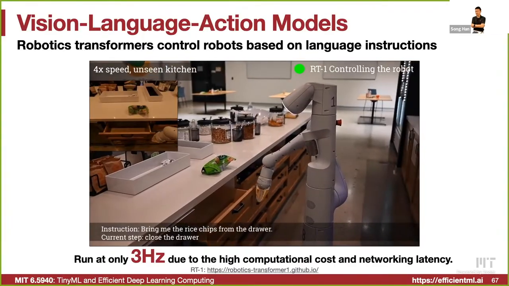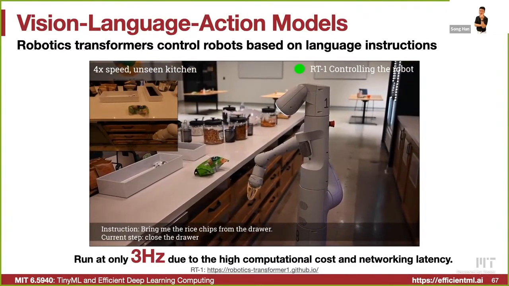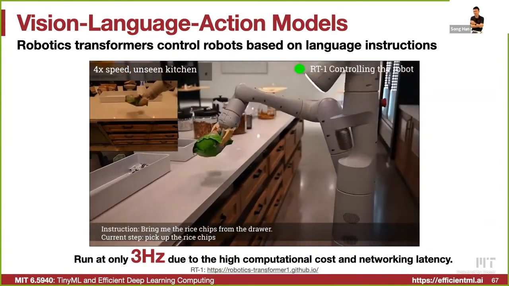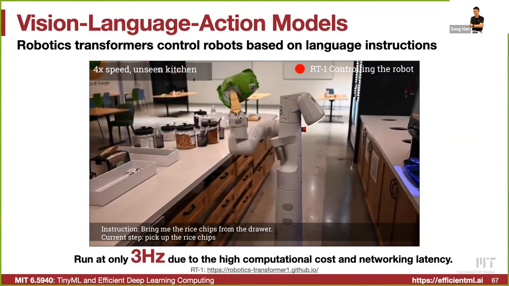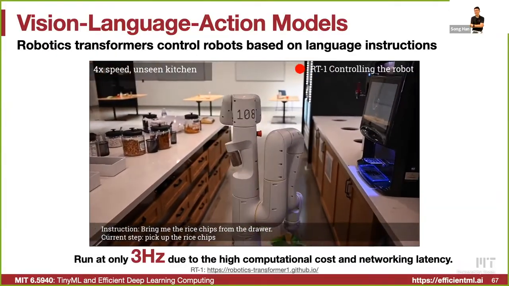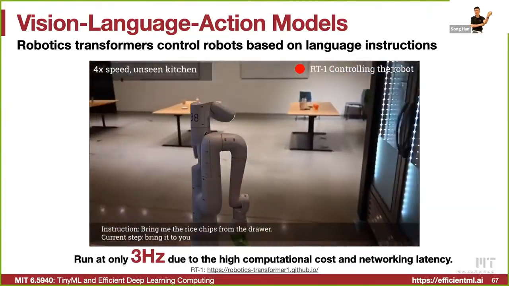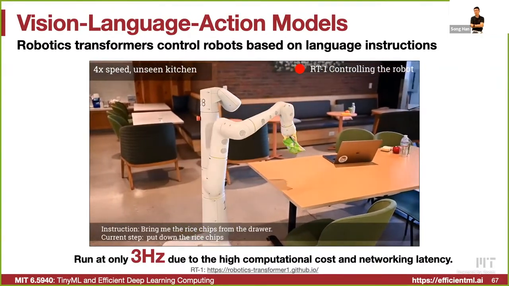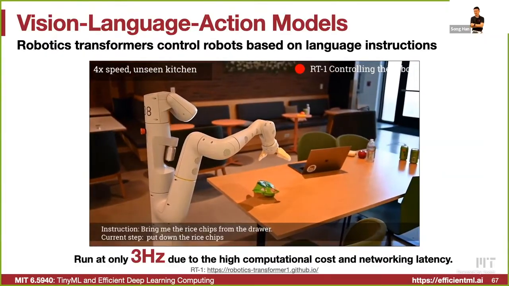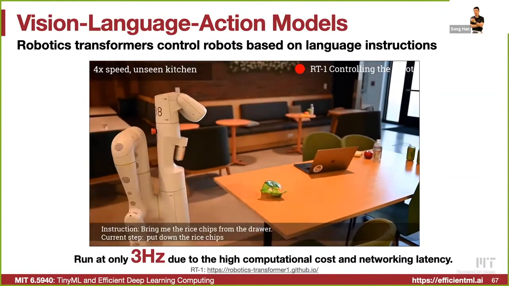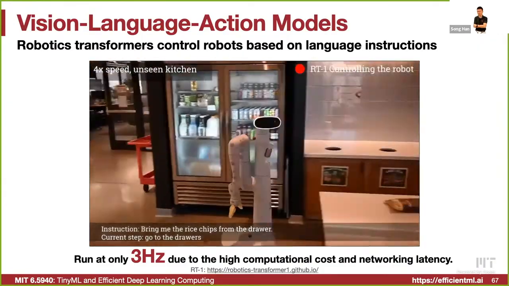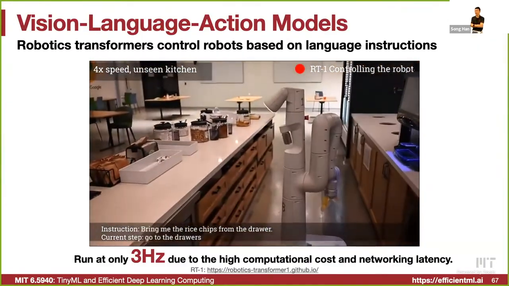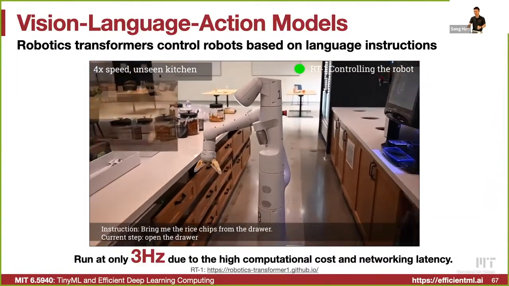But unfortunately, this is accelerated by 4x speed. It runs only at 3 hertz due to the high computational cost and networking latency, because the images are transmitted over the internet to a workstation and then the final result is transmitted back. Okay, so this is RT-1 from Google, which is already pretty amazing, but it highlights how important it is to learn these efficient deep learning computing techniques like in this lecture.